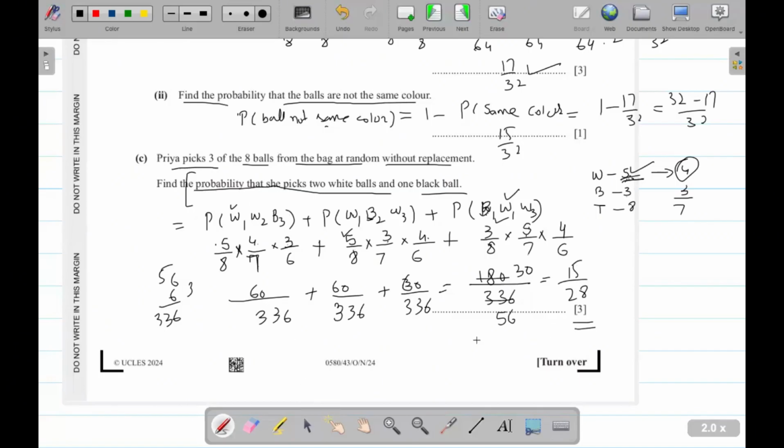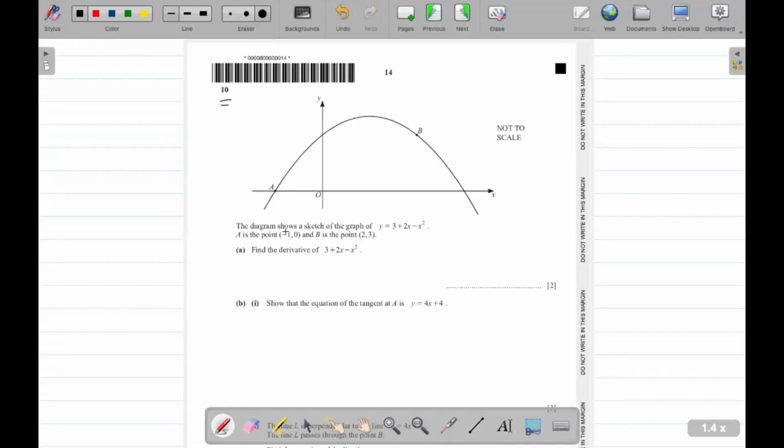Question 10. The diagram shows a sketch of the graph. Point A is the point -1, 0 and B is the point 2, 3. Find the derivative of 3 plus 2x minus x squared. This is the point -1, 0 and this is the point 2, 3, and we have to calculate the derivative of 3 plus 2x minus x squared. We write d over dx of 3 plus 2x minus x squared.